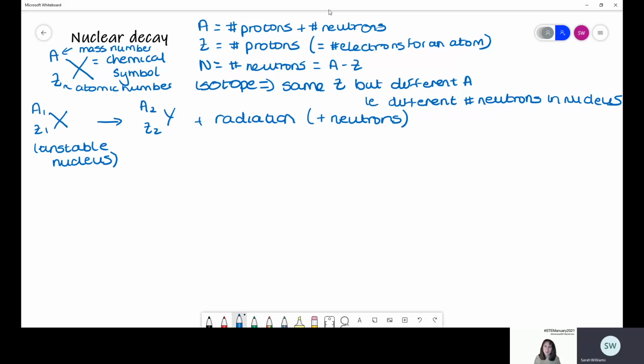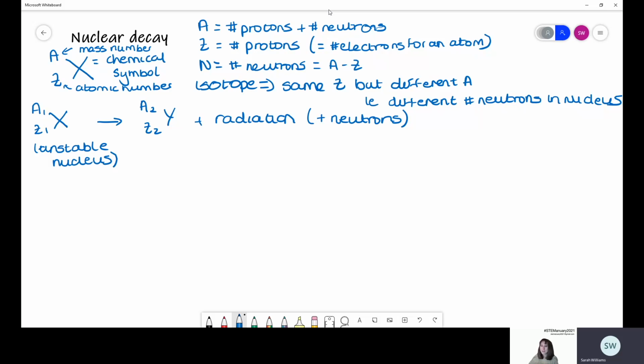As I said before in the introduction, the radiation given off in nuclear decay is what we call ionizing. So it has the ability to kick electrons off atoms as it travels through a material. How ionizing a type of radiation is can impact what you might want to use it for, but also its potential risks from exposure, because obviously very ionizing radiation could cause damage to materials it travels through, including human tissues.